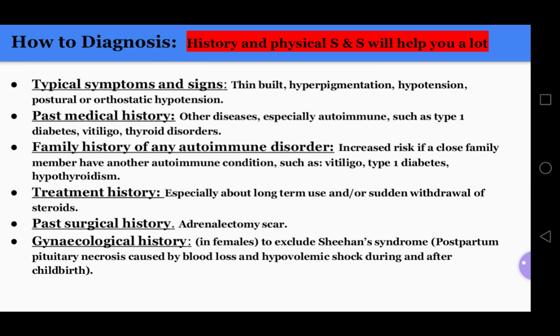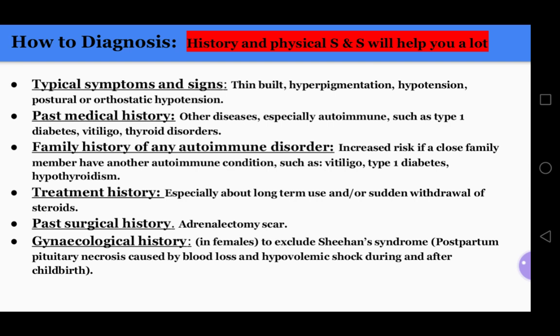How to diagnose Addison's disease? It depends upon history, physical signs and symptoms, and your examination and investigations. Typical signs and symptoms which we have discussed, like thin build, weight loss, hyperpigmentation, hypotension, postural hypotension, then past medical history of other autoimmune diseases such as type 1 diabetes, vitiligo, or thyroid disorders. Take family history of any autoimmune disorder.